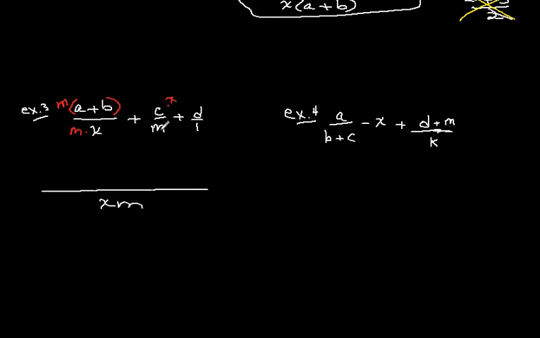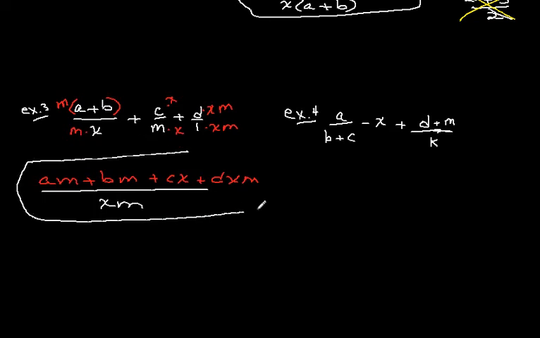Just an x and just an x. This one, however, is missing an xm, so you have to take the numerator times an xm. So distribute it through: am plus bm plus cx plus dxm. And that is your final answer. Oops, I wrote in red. So there you go. And one more.